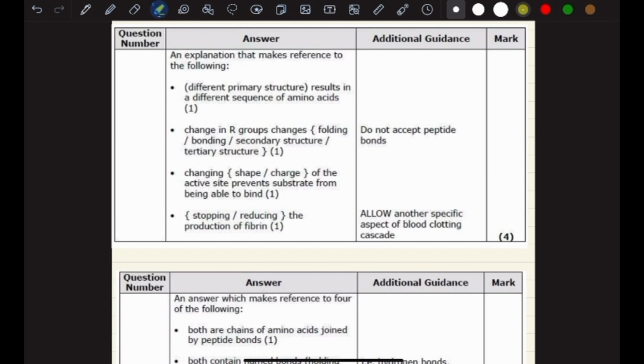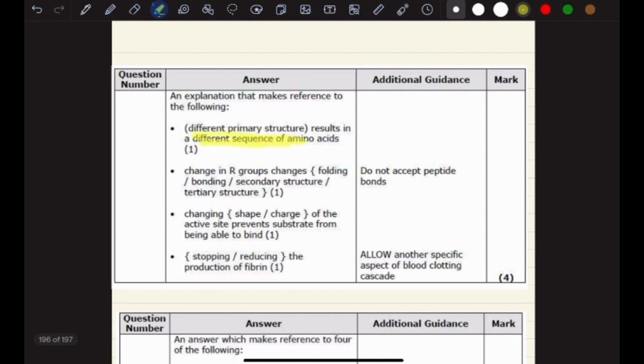There's a change in the sequence of amino acids. That's the first thing you want to say. There's a different sequence of amino acids. Now, if there's a different sequence of amino acids, it means that the position of the R groups changes. So that means that the bonding between the R groups changes. Or you can say there's a different tertiary structure, whatever you want.